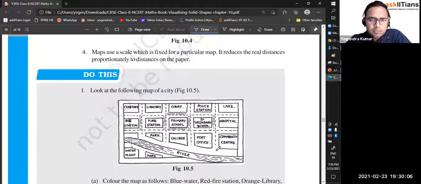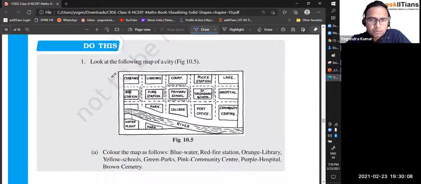Look at these activities you can do. Look at the following map of the city. These are the things: library, fire station, park, college, post office. So many things are there, and a river is flowing. So you are giving the map of your city right there.